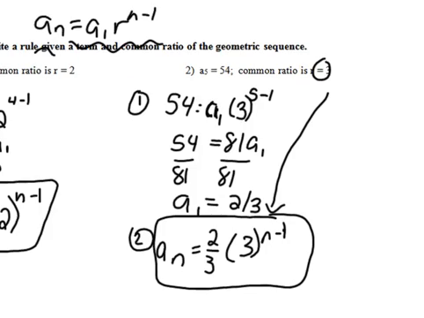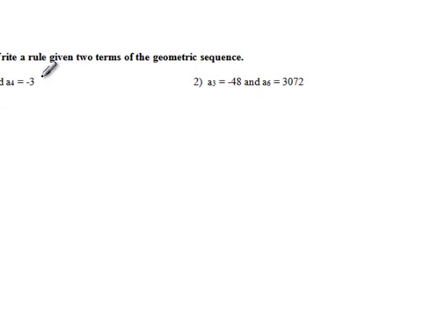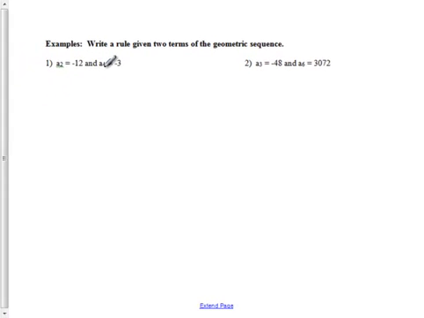Alright, like the arithmetic, our last one is when they give us 2 numbers in the sequence. 2 of the terms. They might not be consecutive, it might not be A1, but it will be 2. It'll give you that it's a geometric sequence. So, right off the bat, first we're going to find the common ratio.